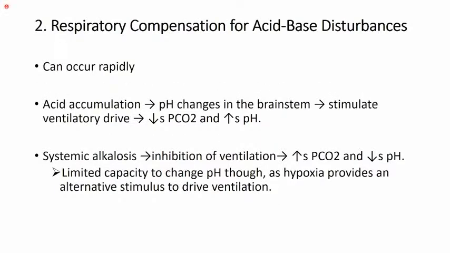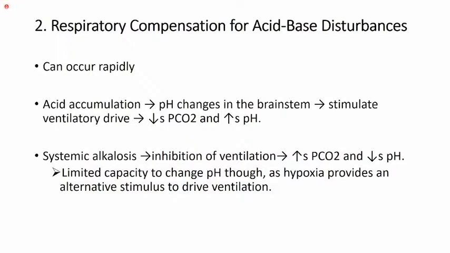Next line of defense, we've said, is the physiologic systems. We're talking about the lungs and the kidneys. Let's start off with the lungs. When you have acid-base disturbances, you can have respiratory compensation to try and bring the pH back to normal. So what is the advantage of this particular system? The respiratory compensation can occur rapidly. It's very easy for you to stimulate ventilation and blow off more CO2.